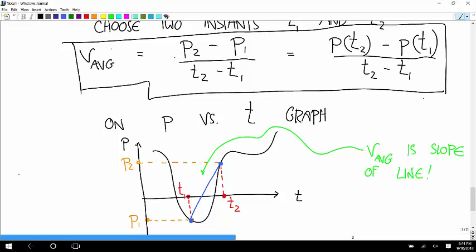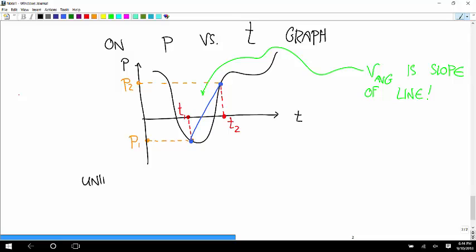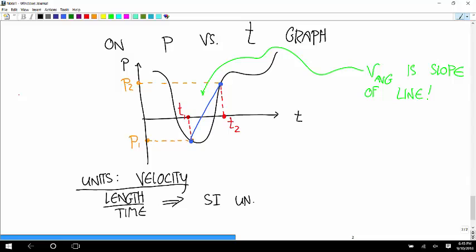Based on that formula, what would you expect the units of velocity to be? So, yeah, it's a kind of length over a time in whatever system of units you're in. And then the SI units are meters per second. That's right. So the units for velocity are length over time. And so the SI units, meters per second.